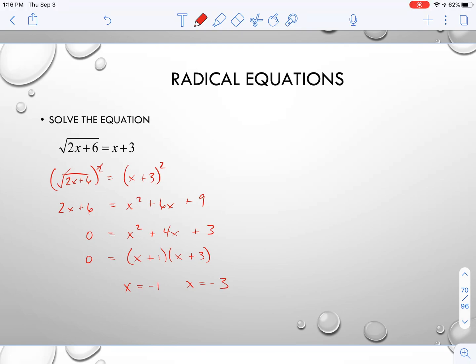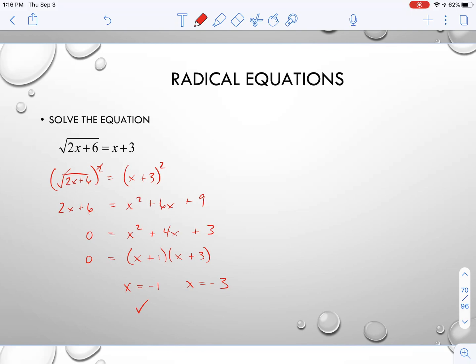Now again, here I want to go back and check. So if I use x equals -1, when I plug that in on the left, I'm going to have 2 times -1, or -2, plus 6, which is 4. Square root of 4 is 2. On the right, I'm going to have -1 plus 3, or 2. This one checks out.